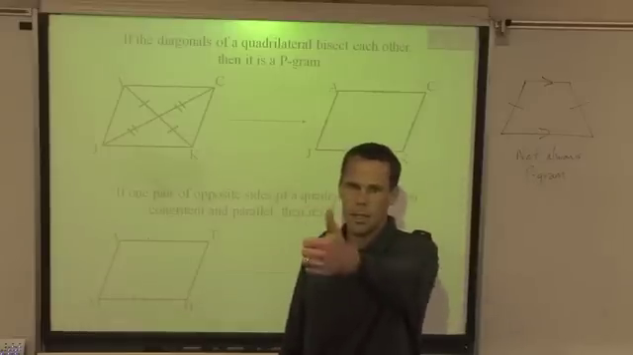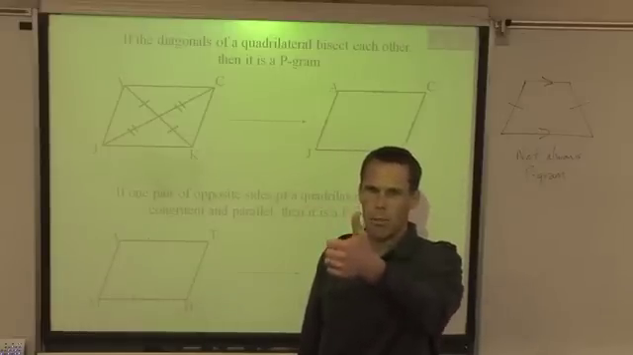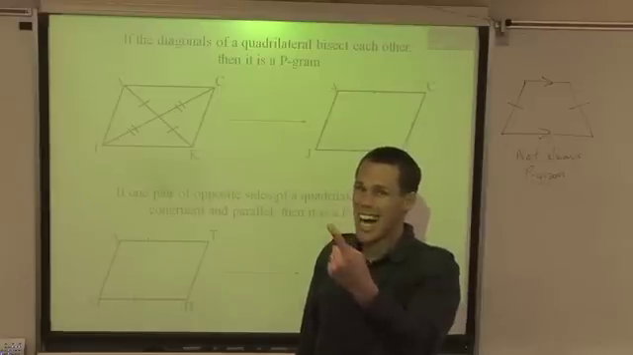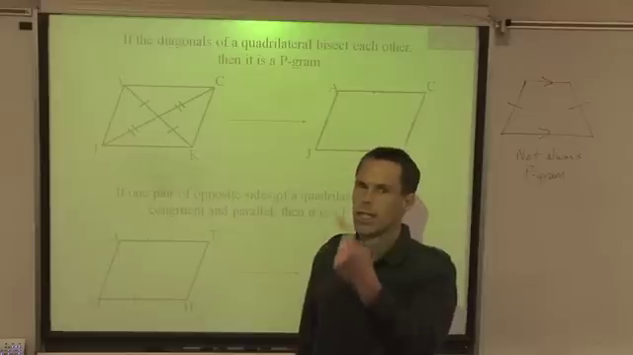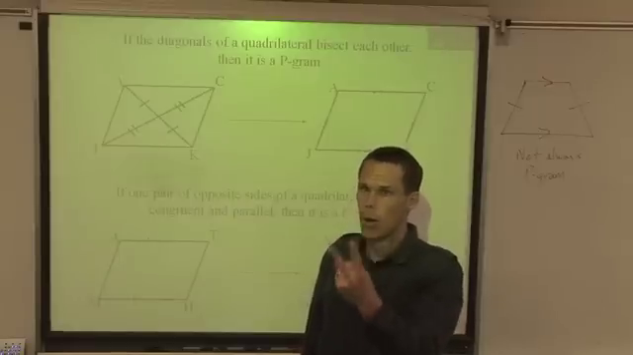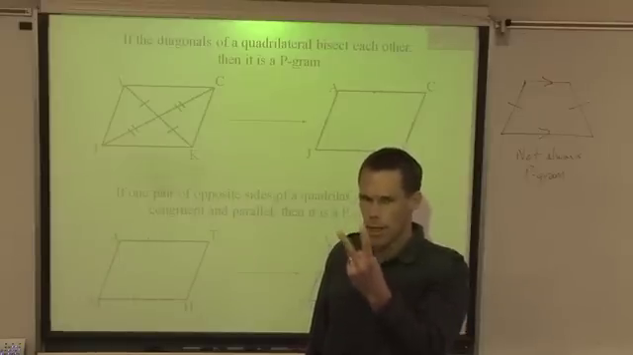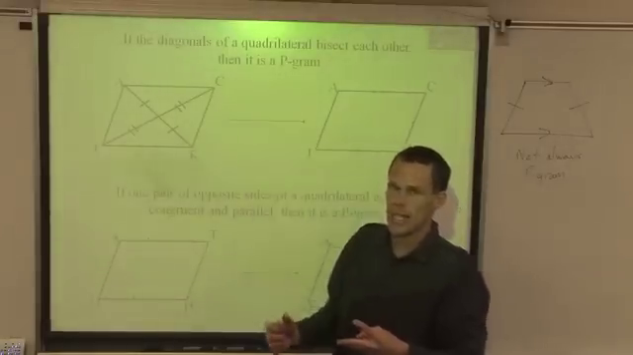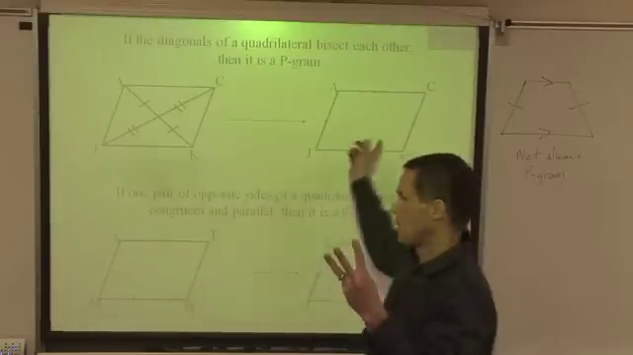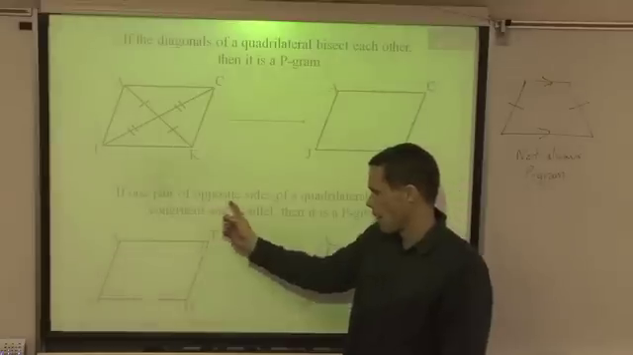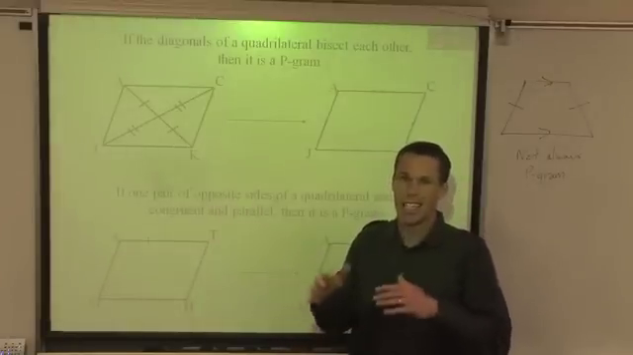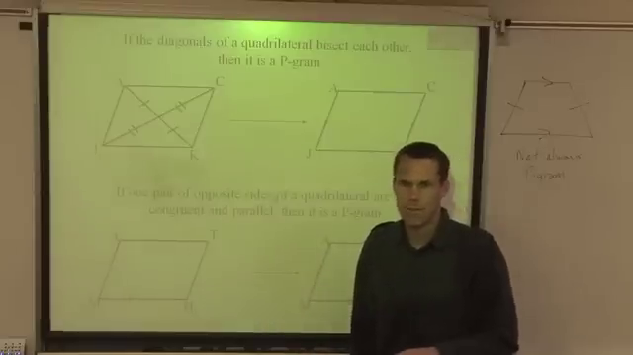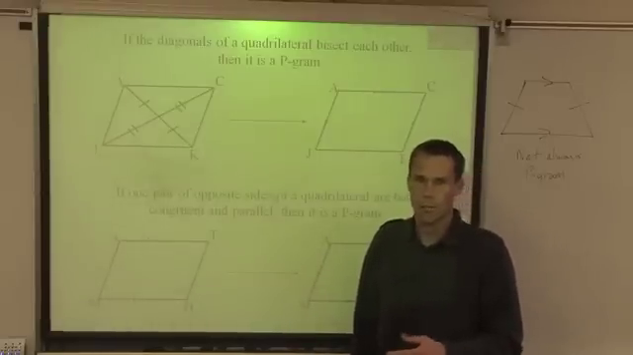So, recap. Prove a parallelogram by definition. Both pairs of opposite sides are parallel. Number one, if both pairs of opposite sides are congruent, then it's a parallelogram. Number two, if both pairs of opposite angles are congruent, then it's a parallelogram. There has to be both pairs. Number three, if the diagonals bisect each other, both diagonals, then it's a parallelogram. And four, if one pair of opposite sides is both parallel and congruent, then it is a parallelogram. That's the end for Chapter 6, Section 3, How to Prove a Parallelogram.